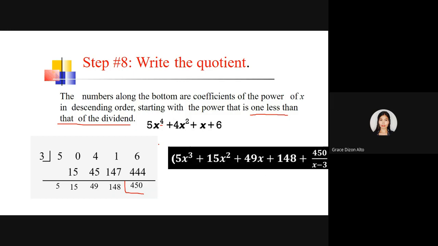So when writing the coefficients, it will become 5x cubed, since we have 5 as our coefficient here. Then we have 15x squared, 49x plus 148. Since we have 450 here, we write it as 450 over x minus 3. This is our divisor. Therefore, this is our quotient in the form q of x plus r of x over d of x. This is our q of x and this is our r of x over d of x.